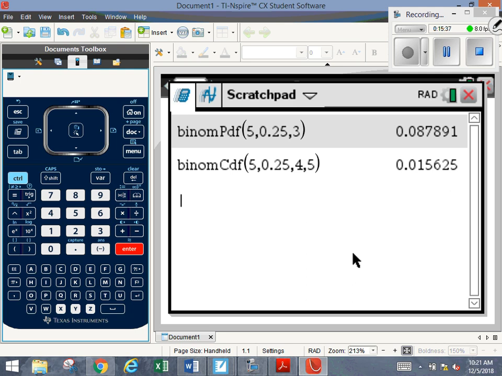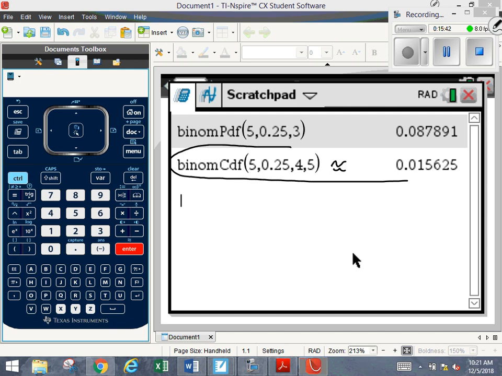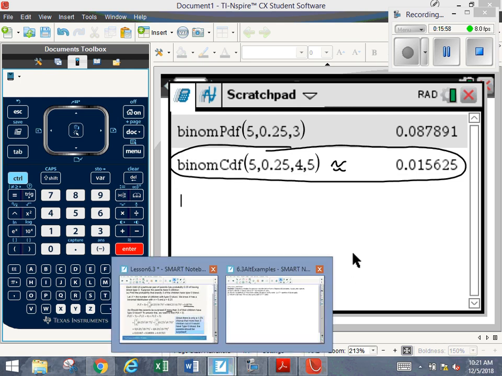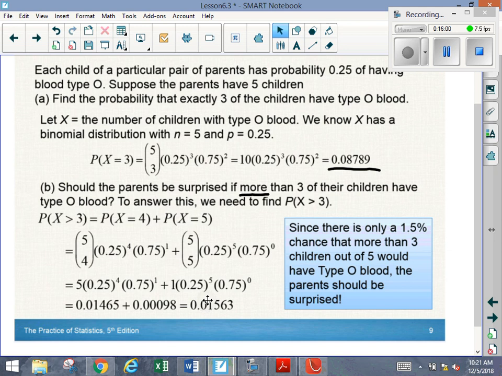0.016. Again, this is an acceptable answer. College Board will take that answer. It's pretty good. And that's the answer they got with a lot more work. So, efficiency.